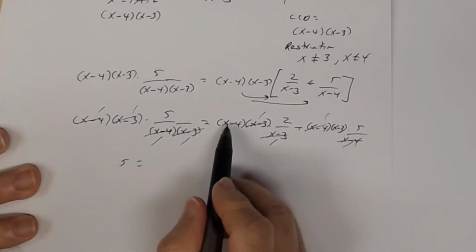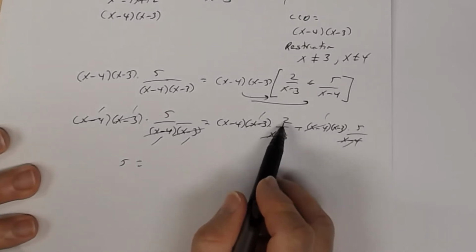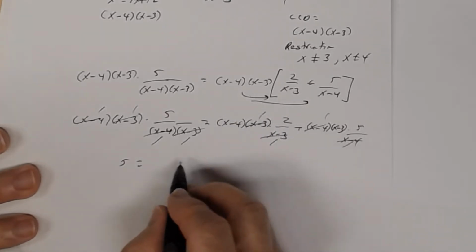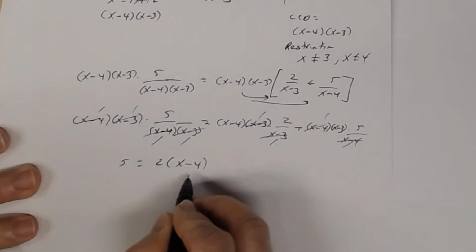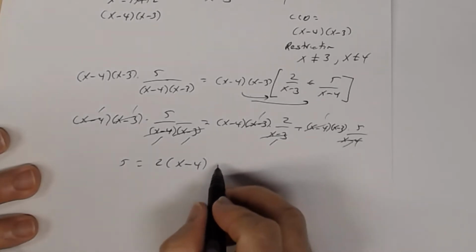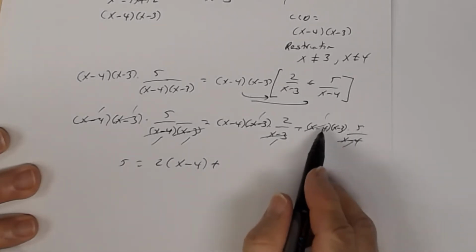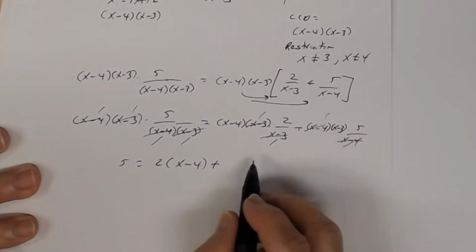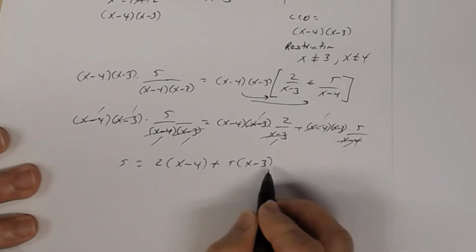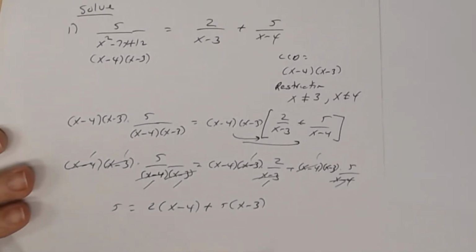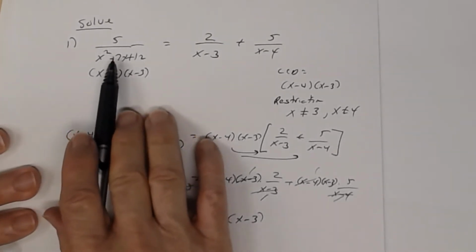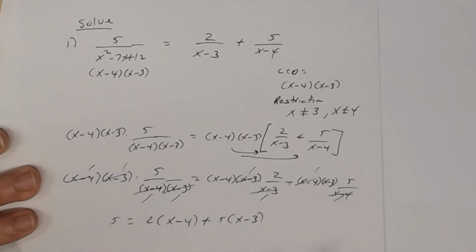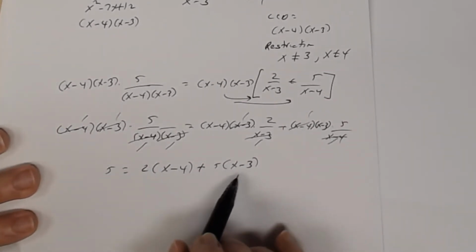Now you got to be careful here, that's x minus 4 times 1 times 2. So let's put the 2 in front. So that's 2 times x minus 4. In parentheses, the x minus 4. Plus, and then same thing here, 1 times x minus 3 times 5 is 5 times x minus 3. All right, so notice I went from a rational equation to a linear equation.